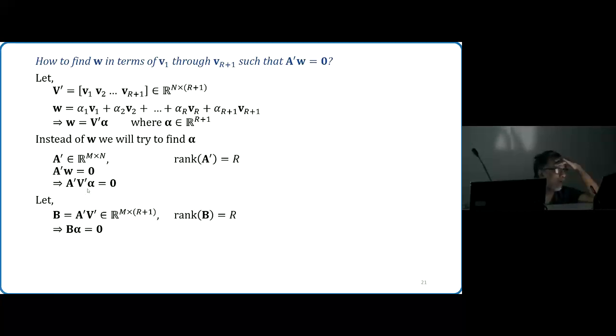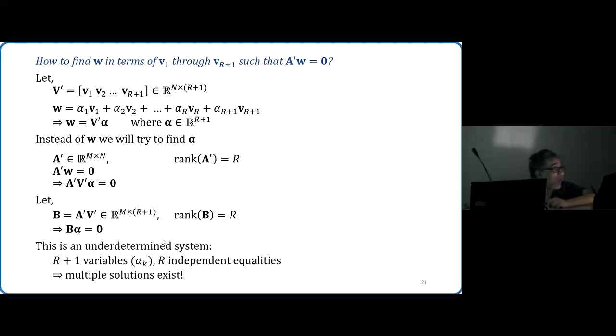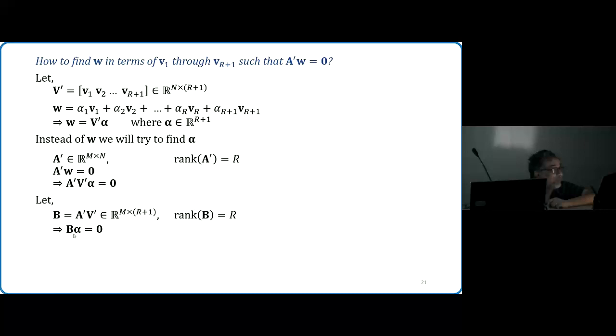Now we'll find our alpha. Take A prime V prime. What's the dimension of the product? Let B be equal to A prime V prime, and it's an m by r plus 1 matrix, correct? But the rank of B would be R, because this is a low rank matrix, correct? Therefore, we want to find B alpha equals 0. This is an underdetermined system, right? We have how many rows in B?